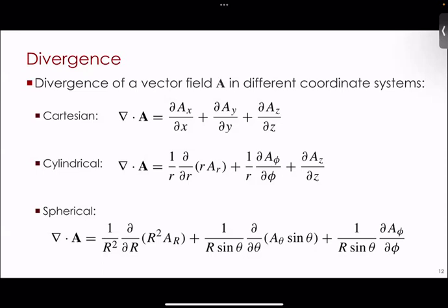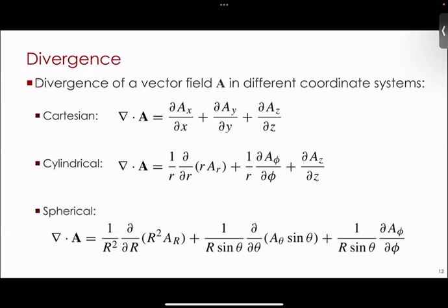Over here, you'd say, what's next to the capital R hat? That's A R. Multiply it by R squared, then take the partial derivative with respect to R, then divide it by R squared. So just take it one step at a time, because if you try to do it all at once, it's easy to make a mistake.